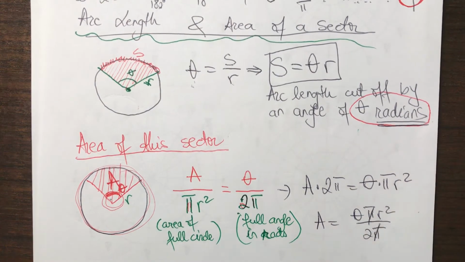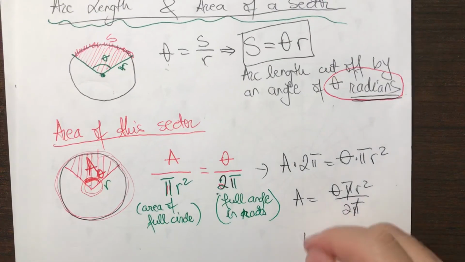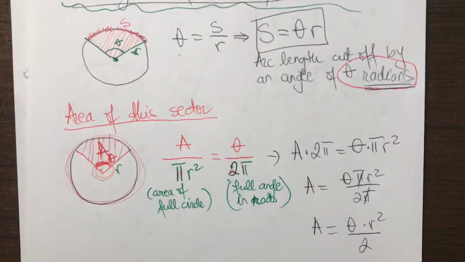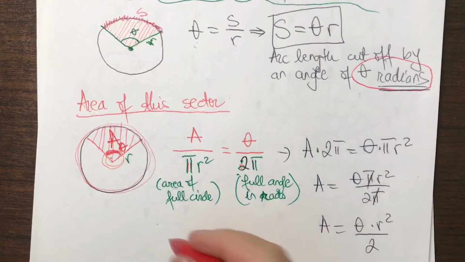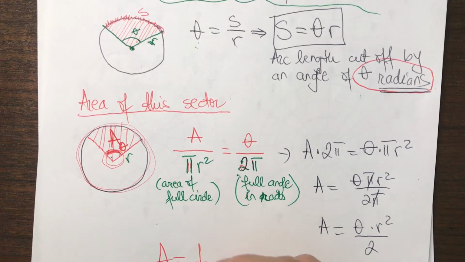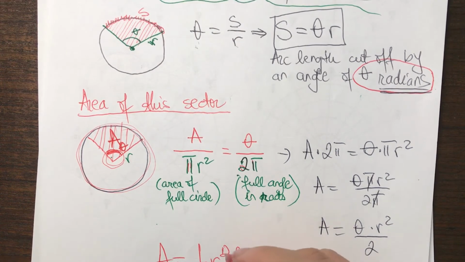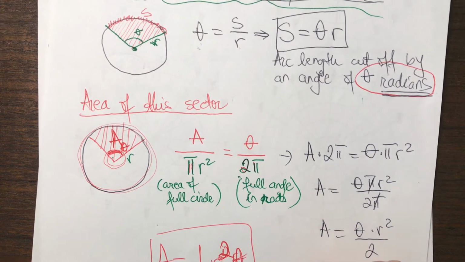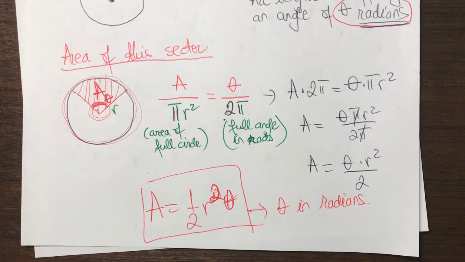And as you see, the pi's are going away. So A is equal to theta times r squared over 2. Now we have a much prettier version of it: the area of a sector is equal to 1/2 r squared theta, where again, theta must be an angle in radians and not otherwise. Okay, so that's the formula.